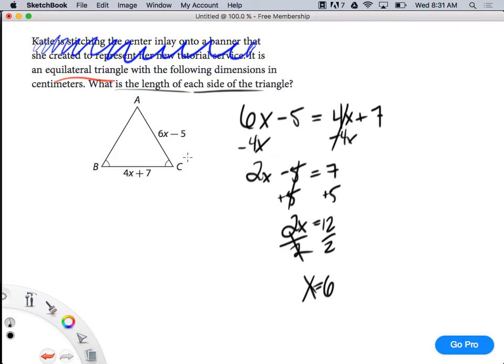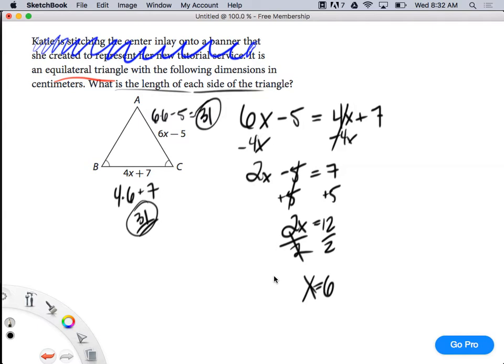Very good. So I plug it in. Doesn't matter which side I plug it into. It shouldn't, because they're equilateral. So 6 times 6 minus 5. 6 times 6 is 36 minus 5 is 31. 4 times 6 plus 7. 4 times 6 is 24 plus 7 is 31. It's equilateral, so if I've done it correctly, they should both be the same. That's also a way that you can check your work. If you solve for x and you get some weird answer, and you plug it back into the side lengths, they should be equal no matter what you get.